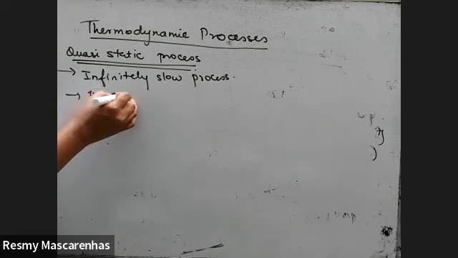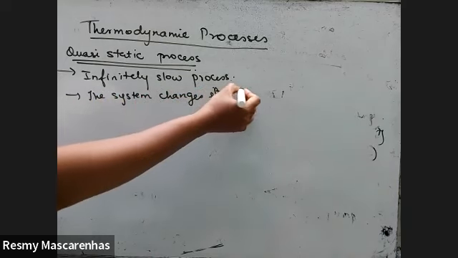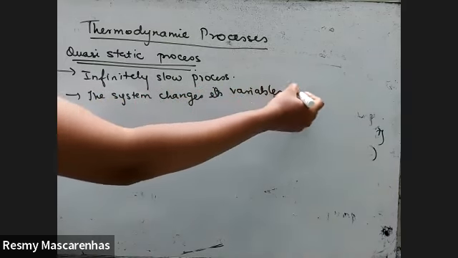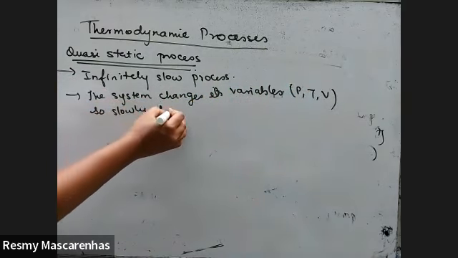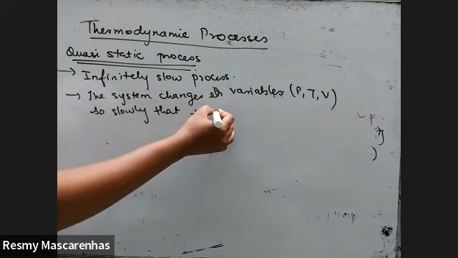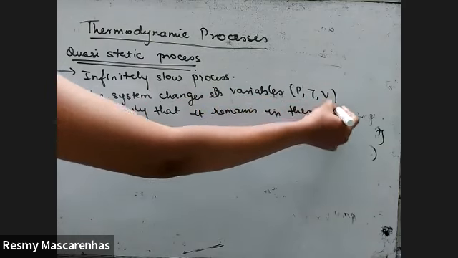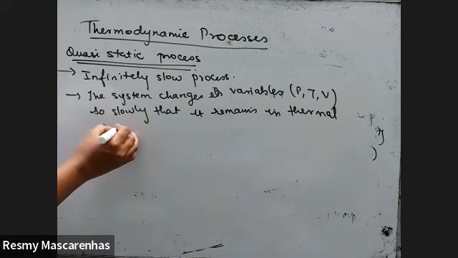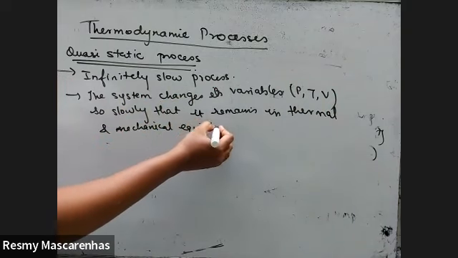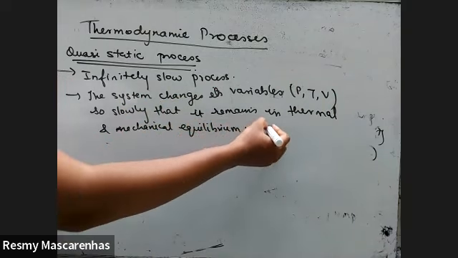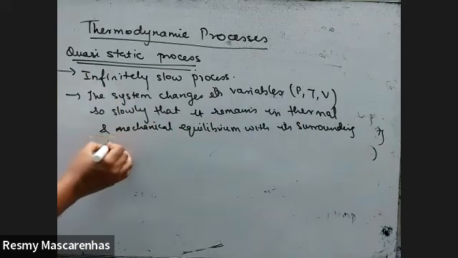The system changes its variables, like pressure, temperature, volume, so slowly that it almost remains in thermal and mechanical equilibrium with its surroundings throughout.